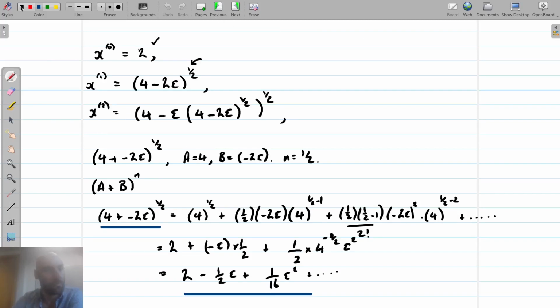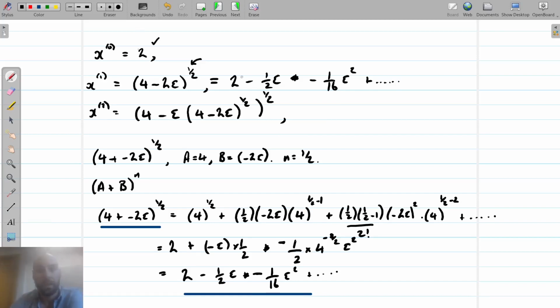So what I'm going to write up here is that this equals 2 minus a half epsilon plus, sorry, I've made a mistake there. This is why you shouldn't do it in your head. That should be a negative sign there, and that should be a negative sign there. And this is minus 1 over 16 epsilon squared. Okay.